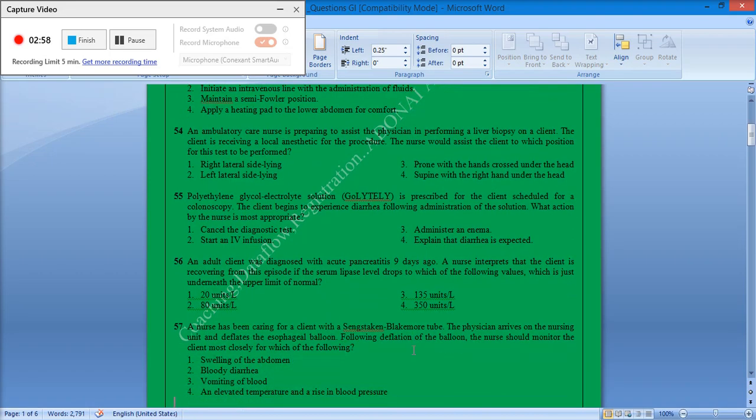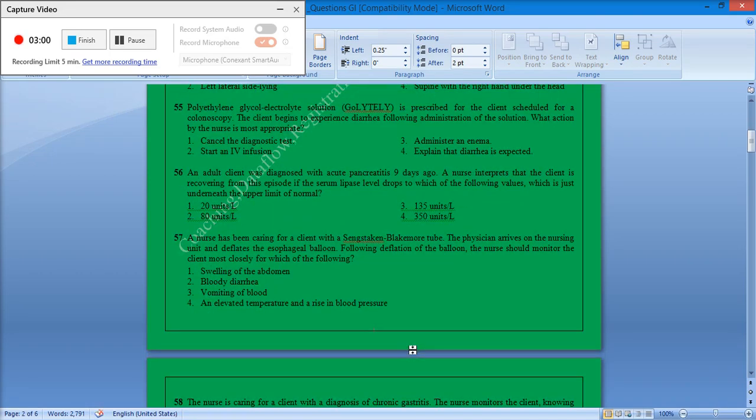55. Polyethylene glycol electrolyte solution is prescribed for a client scheduled for a colonoscopy. The client begins to experience diarrhea following administration of the solution. What action by the nurse is most appropriate? 1. Cancel the diagnostic test. 2. Start IV infusion. 3. Administer an enema. 4. Explain the diarrhea is expected. The correct answer is 4. Explain the diarrhea is expected.